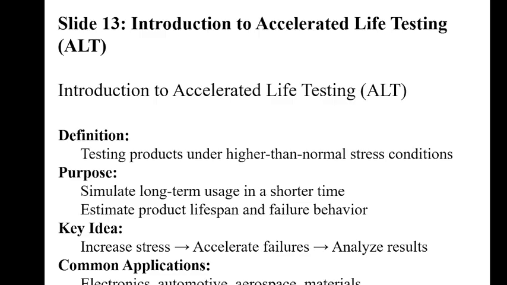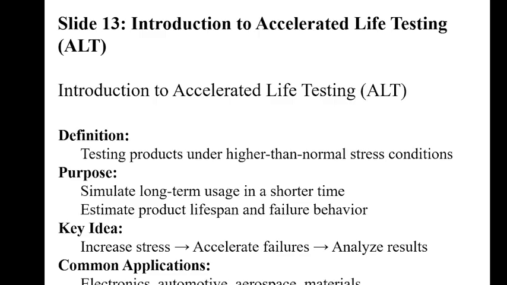I told you we will talk a little bit regarding this concept. Accelerated life testing, commonly known as ALT, is a method used to evaluate the reliability of products by subjecting them to higher than normal stress levels. The main idea behind ALT is to speed up the occurrence of failures so that you can observe and analyze them in a shorter period of time.